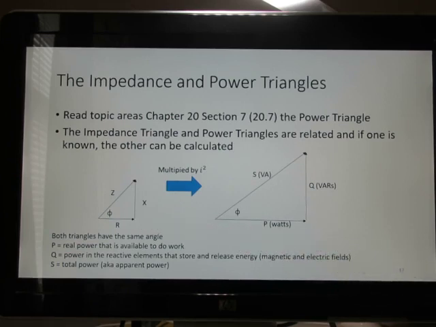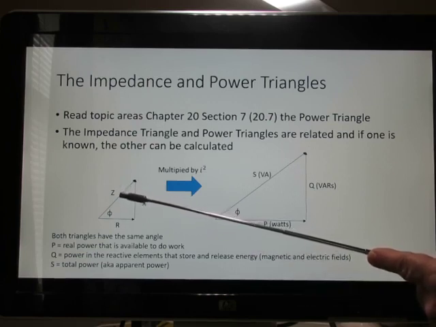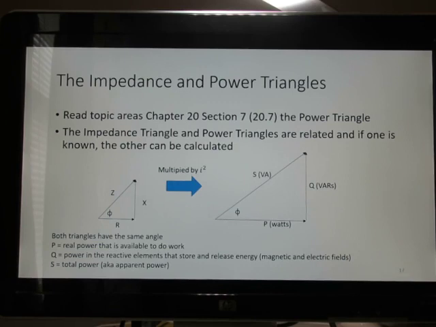Q is the reactive power. I squared X will give us Q. It can be positive or negative, and that's in volt amperes reactive. And S is apparent power, and we calculate that by I squared Z, and that's in volt amperes. The angles are the same. Again, we use the tools of trigonometry to solve a lot of our problems.